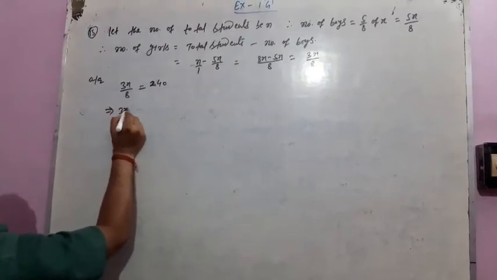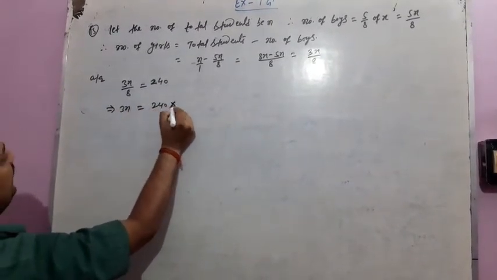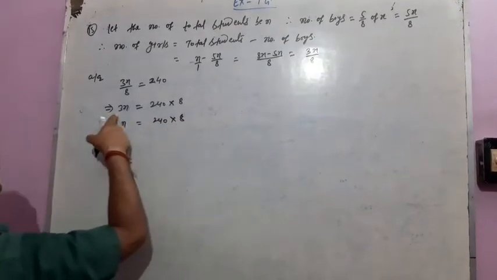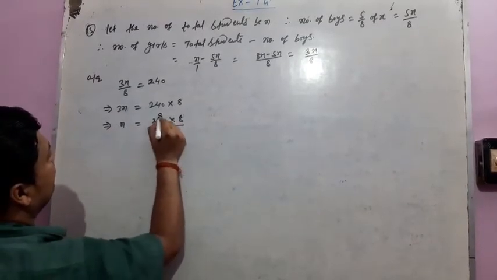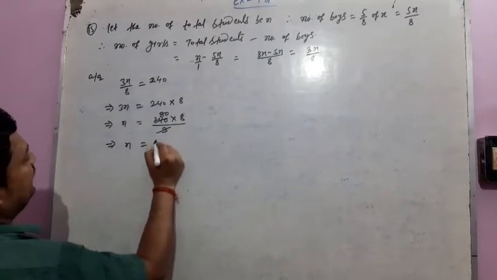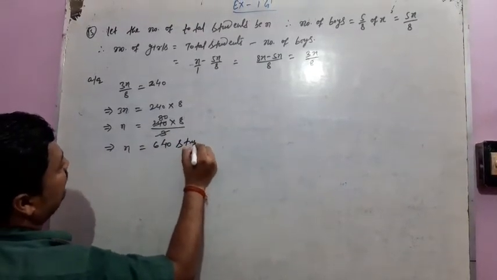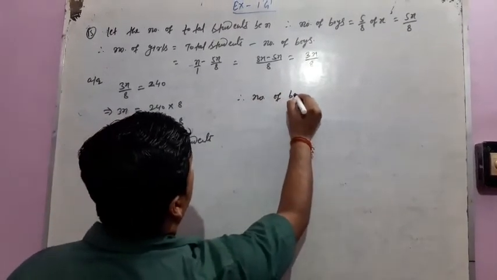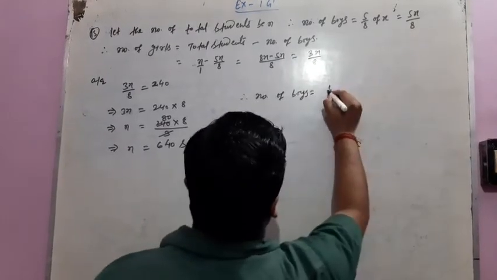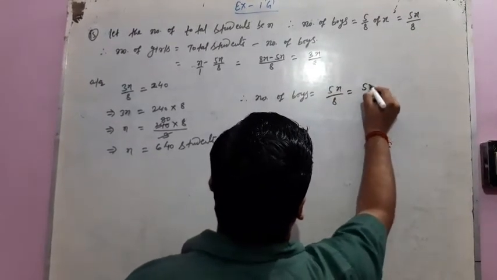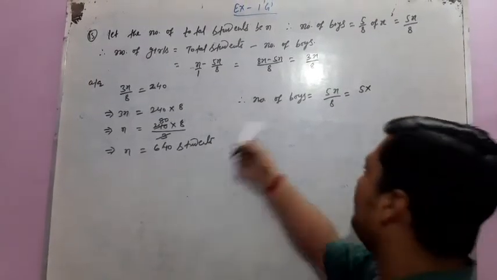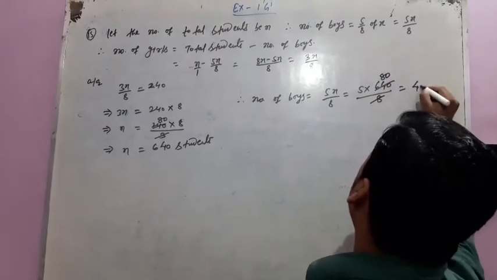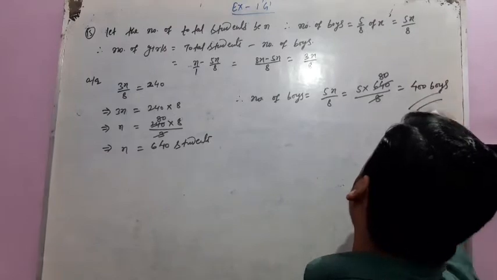Now 8 is in divide, so when you change the side, it turns into multiply. Therefore, the value of x is equal to 240 into 8, and 3 is here in multiply, so when we change the side, it turns into divide. 8 8s are 64, 640 students. Total number of students is 640. Therefore, number of boys is 5x by 8. What is the value of x here? 640 by 8, 8 8s are 64, 8 5s are 40, so 400 boys. The number of boys is 400.